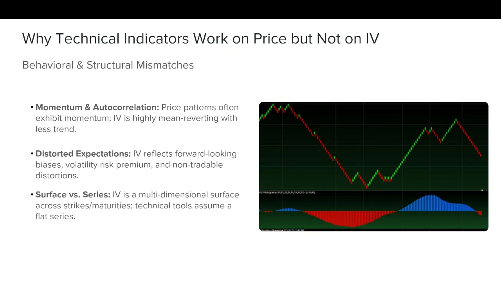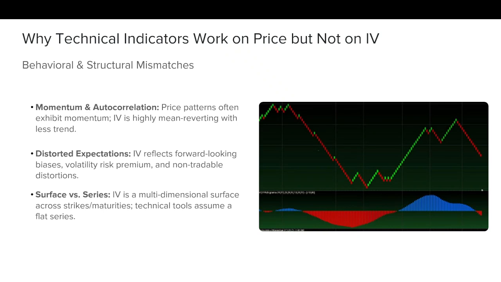Many traders and analysts rely on technical indicators like RSI, MACD, and Bollinger Bands. Nothing wrong with that. These tools are built on the premise that price exhibits trends, momentum, and sometimes reversals. So, technical indicators have been devised to basically analyze price.